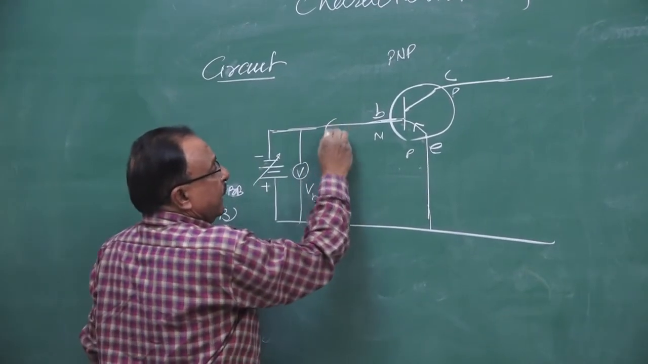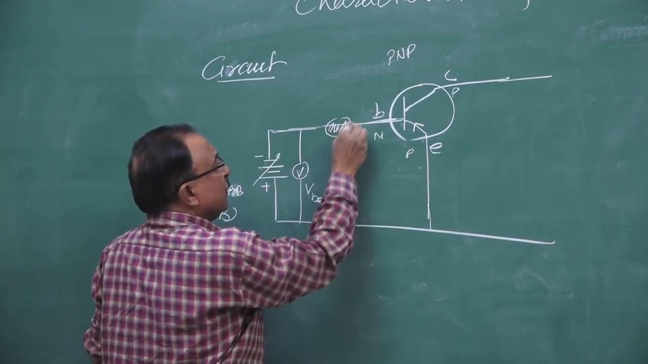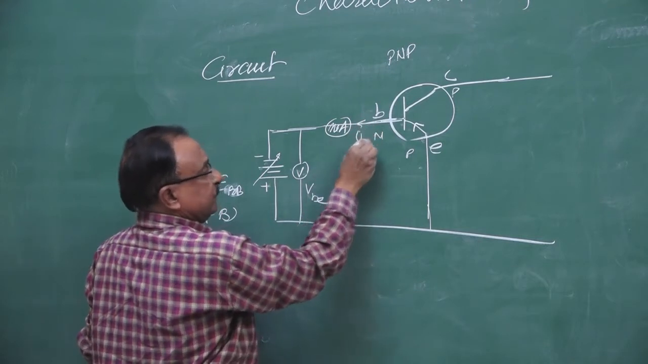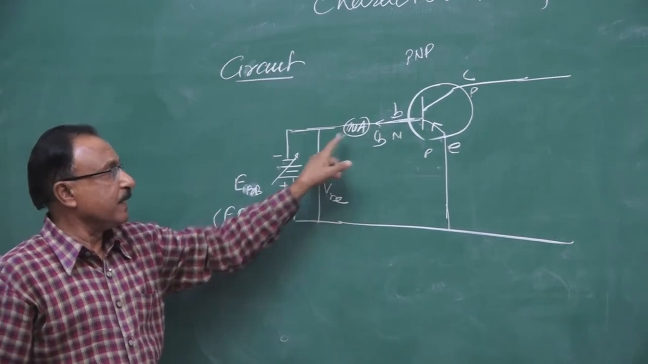Here we use a microammeter, µA, because it is recording the base current. So we use a microammeter to record the base current, the input current.